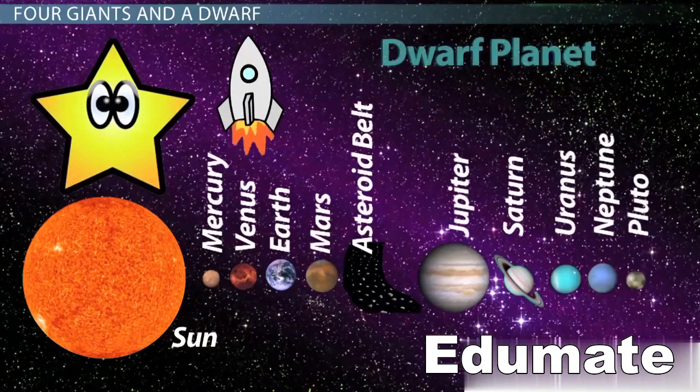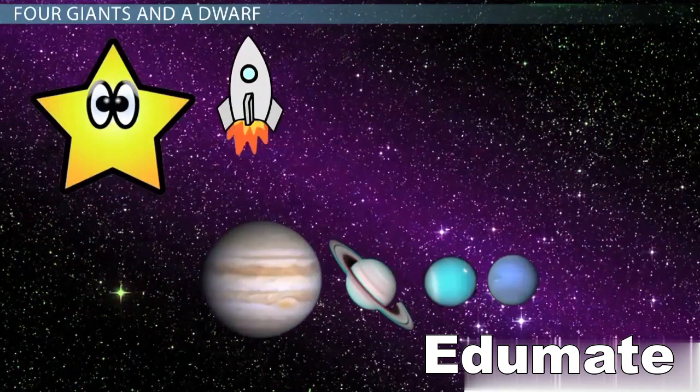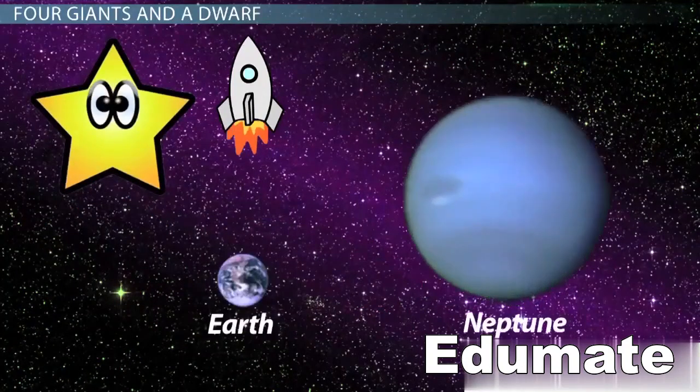Pluto comes after Neptune, but it is no longer considered a planet. It is now a dwarf planet. Size is the most obvious difference between the inner and outer planets. The outer planets are huge. Our largest inner planet is Earth, and Earth is only 1/4 the size of the smallest outer planet, Neptune.